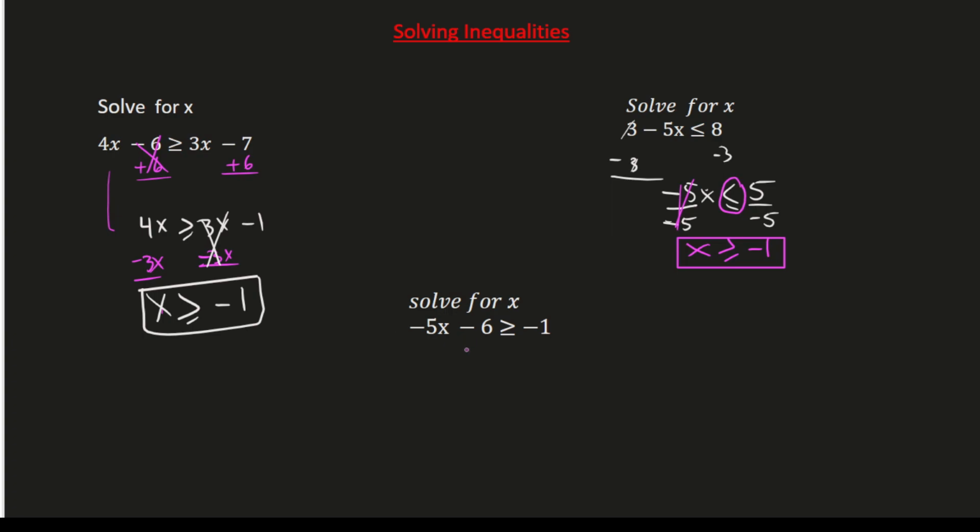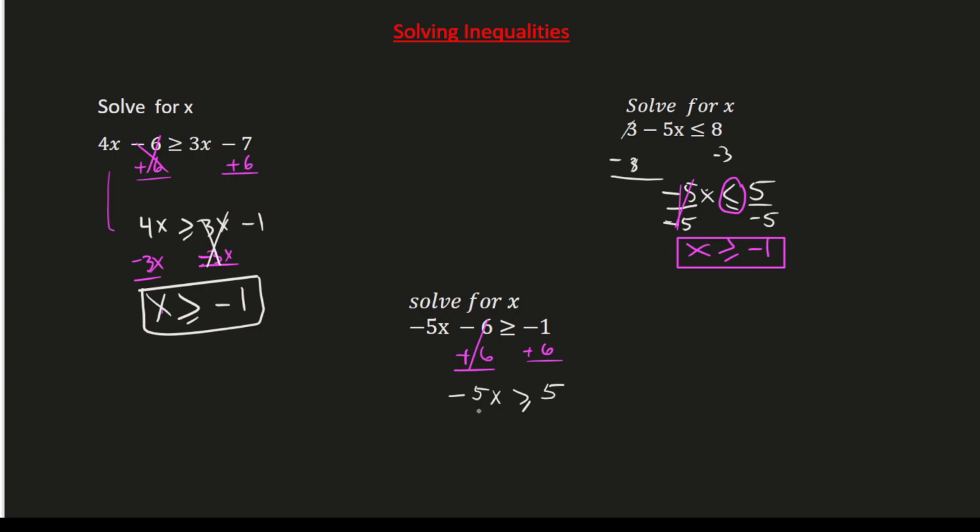The third example, it says solve for x. We do the same thing. We move the minus 6 here. We take the opposite of it, which is plus 6. Whatever we do on one side, we do it on the other side, which is plus 6 over here. All right? And we get 6 minus 6, this is equal to 0. But what I have on this side left is that minus 5x, greater than or equal to minus 1 plus 6, which is 5.